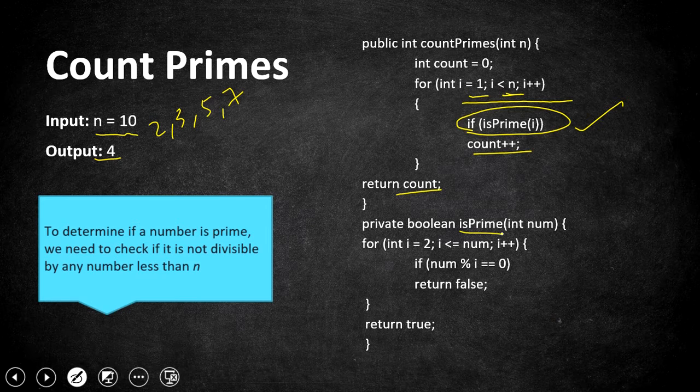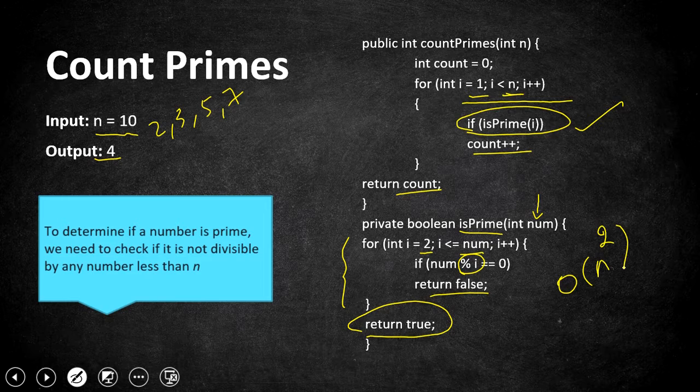And isPrime works in this way. We again iterate starting from 2 to the number passed to the function, and if it is divisible by any number less than the given number, then we return false. If the iteration completes, then finally we return true. This is a straightforward brute force approach and it works in big O of n square time complexity. This is the first intuitive solution we all would think of.